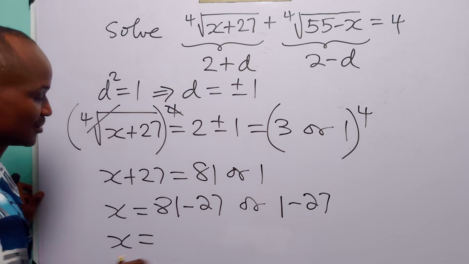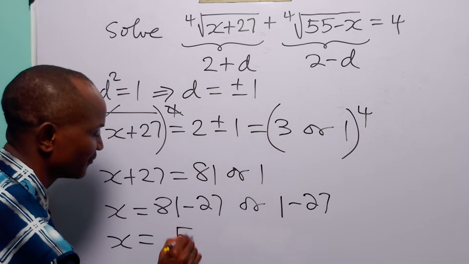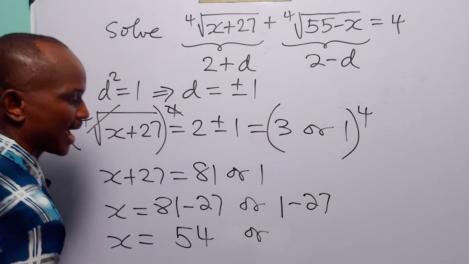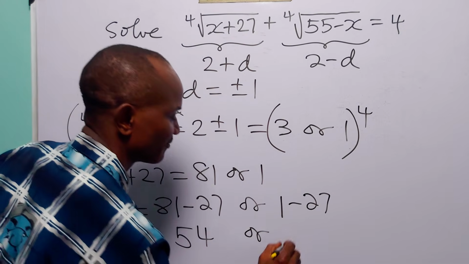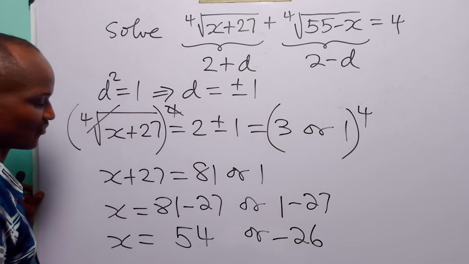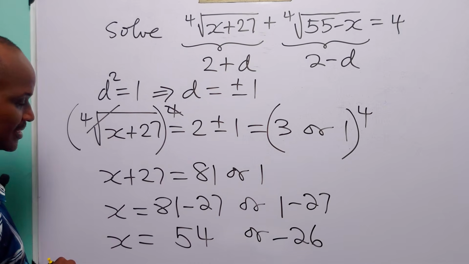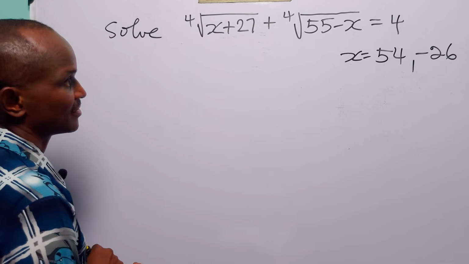X is equal to 81 minus 27 is 54, and 1 minus 27 is minus 26. So we have two values of x, 54 or minus 26. Now let us check our answers.